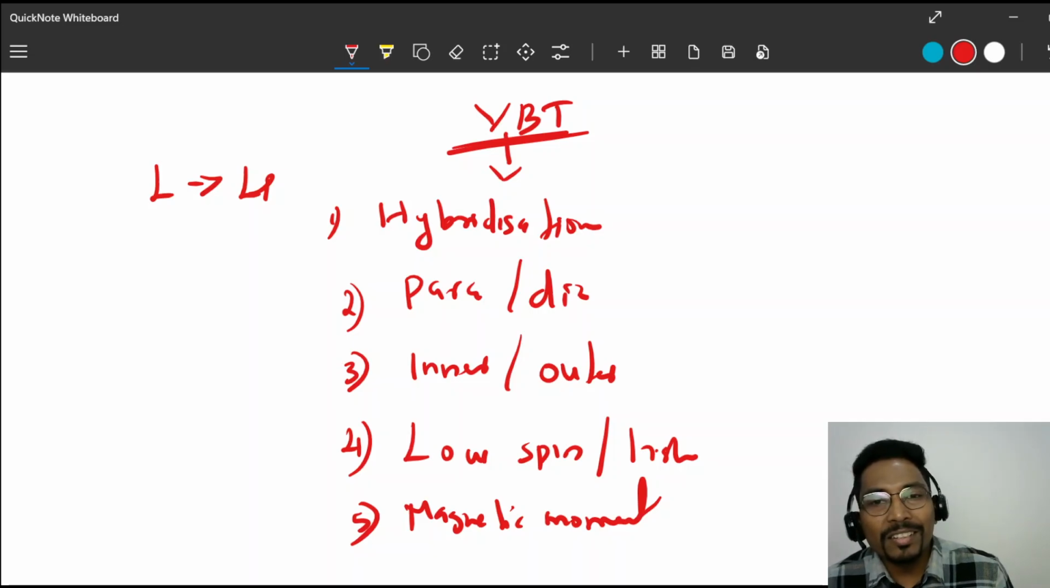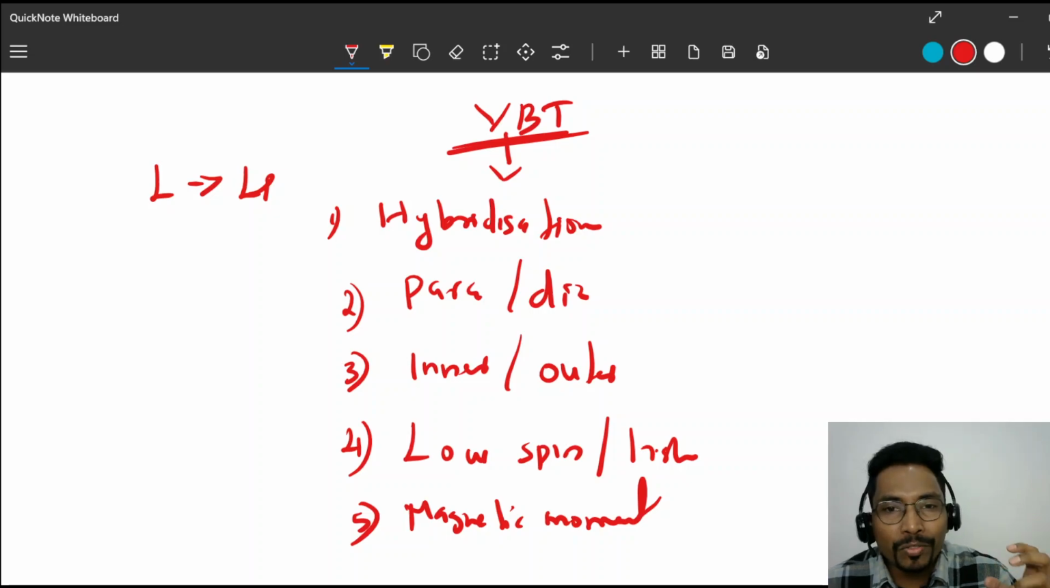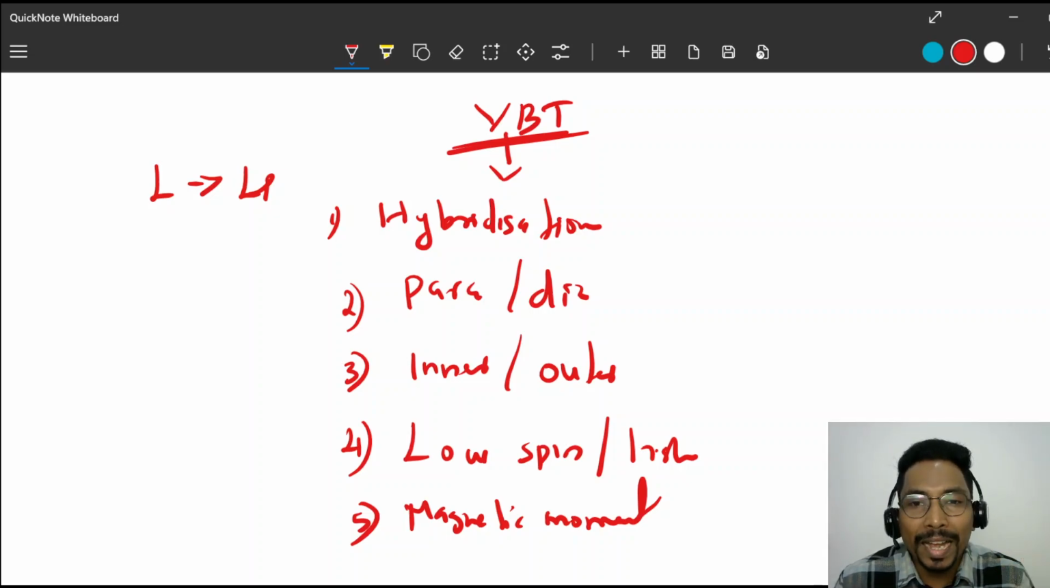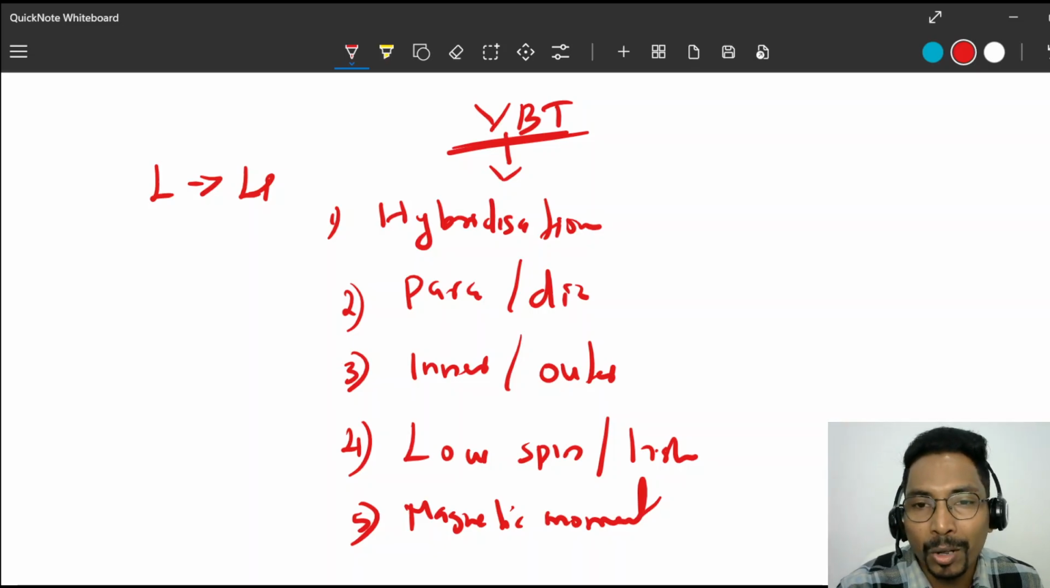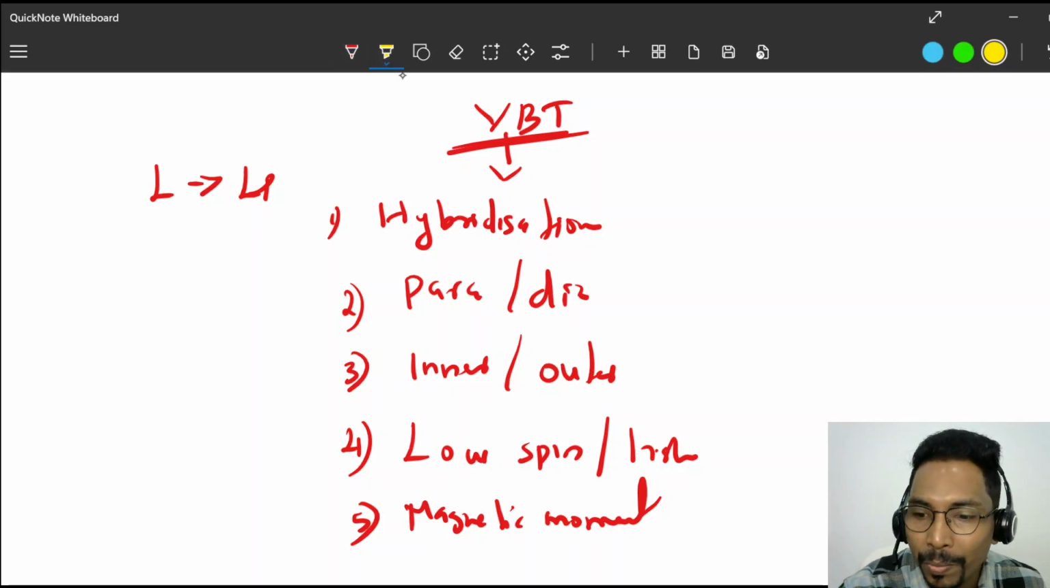So very important. If a compound is given, the question may say: explain on the basis of valence bond theory the hybridization, the magnetic behavior, the spin of the complex, the inner or outer parameter, like that. I will explain this topic using an example which will be very easy for you to catch up. So just wait.